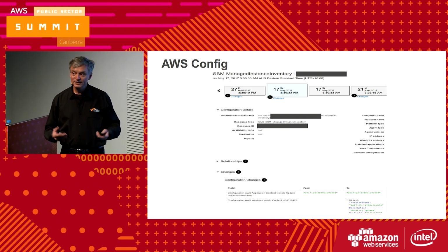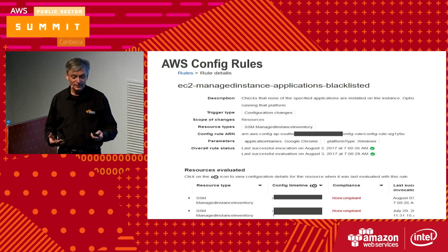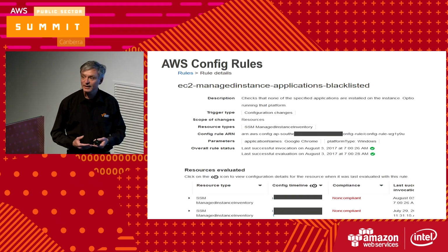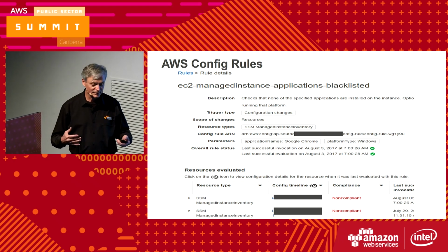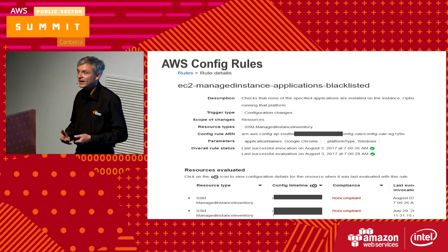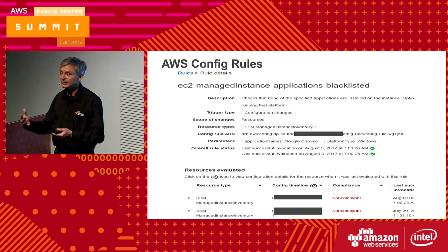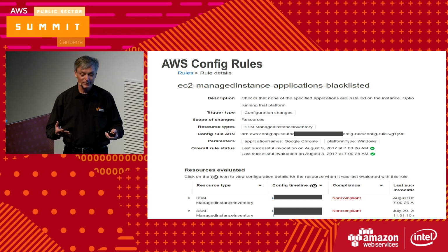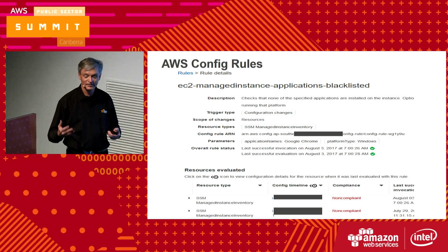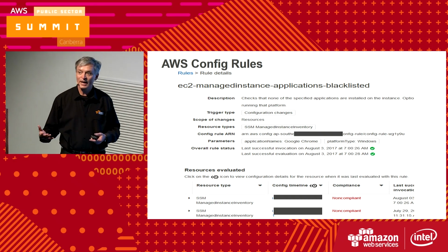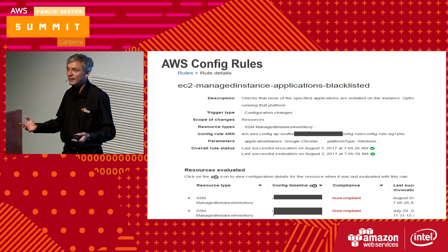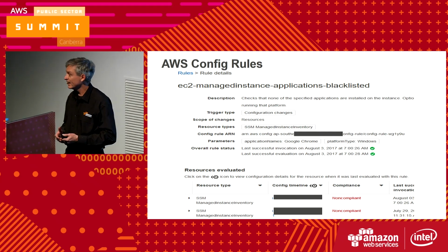And in addition to actually seeing that it's there, Config Rules then takes you that next step further, where you can actually say, if something changes and it's out of compliance, actually do something about it. There are already built-in blacklist and whitelist rules here. So you can say, if this software is installed, trigger an alarm, or you could then build a Lambda function to say, take some automated action here.